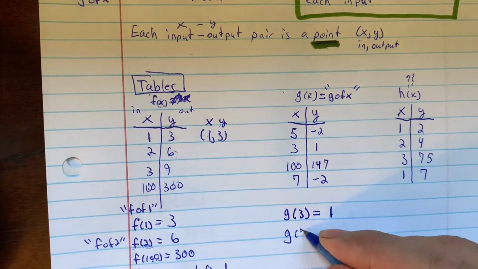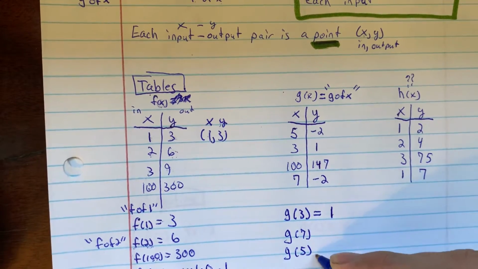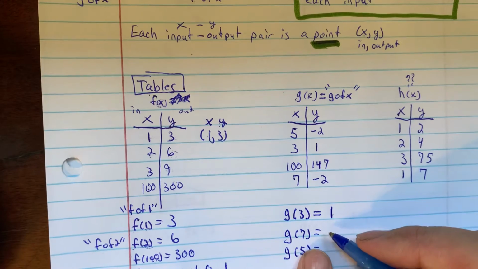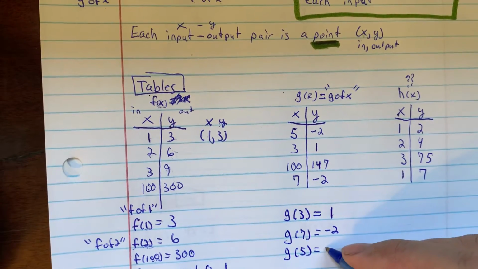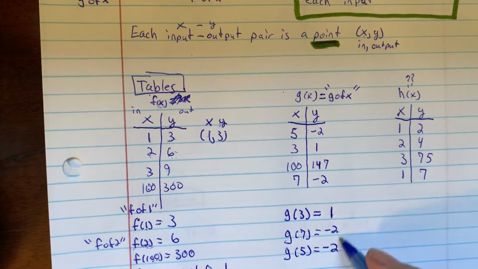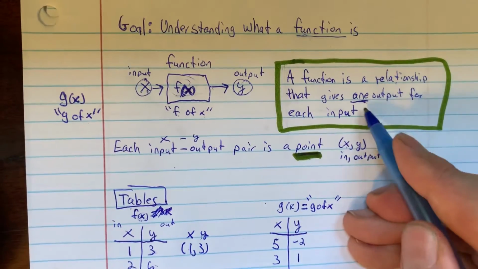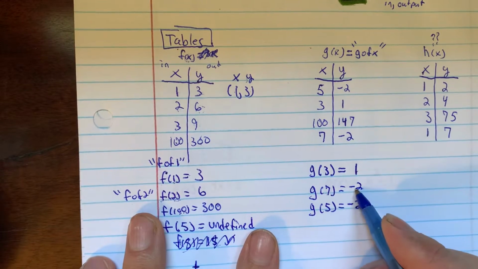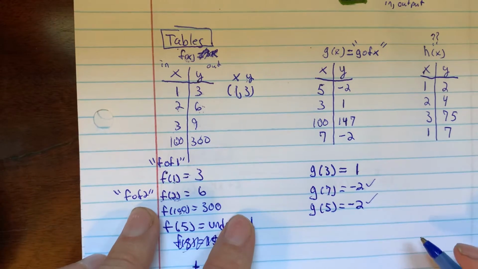What is g of 7? And what is g of 5? And we should have gotten that g of 7 was negative 2, and that g of 5 was negative 2 also. It's okay that the same output happened. Remember, the definition of a function was for each input, there is only one output. Well, for this input, there was only one output. For this input, there was only one output. It's okay that that output got repeated.